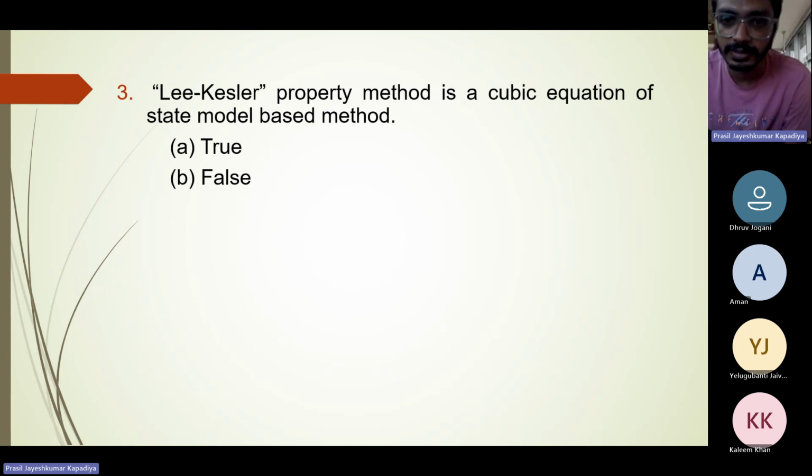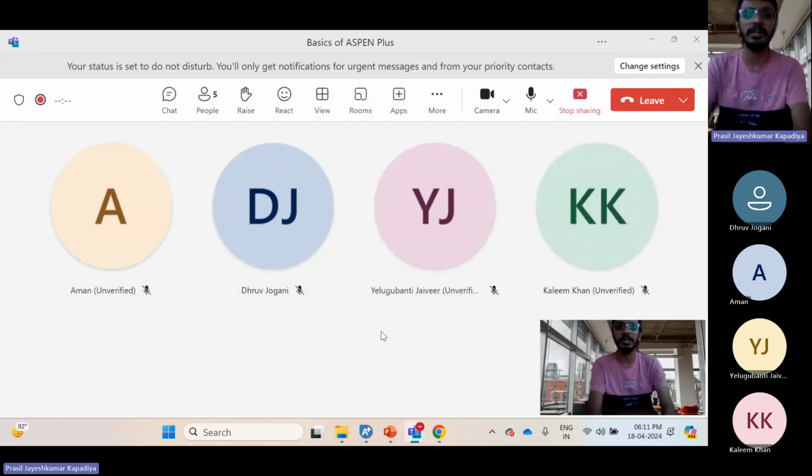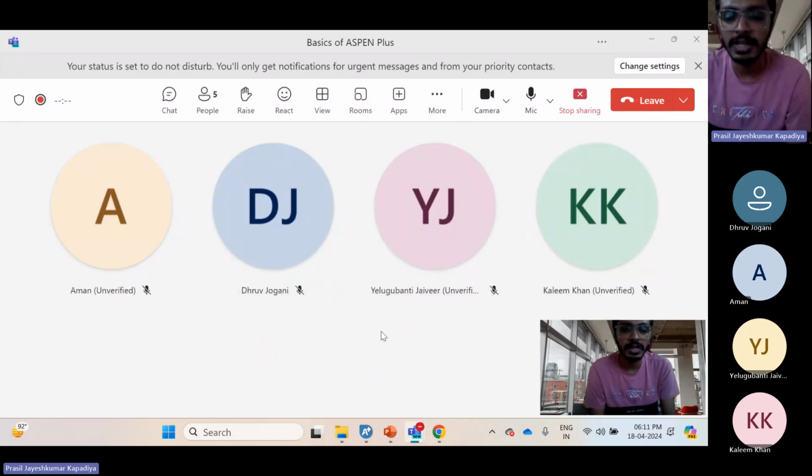Is this true or false? Okay, first, what is the Lee Kessler property method? Even if you don't know what it is in terms of Aspen, you have studied the Lee Kessler model in thermodynamics. What is the Lee Kessler model? Okay, I will tell you.